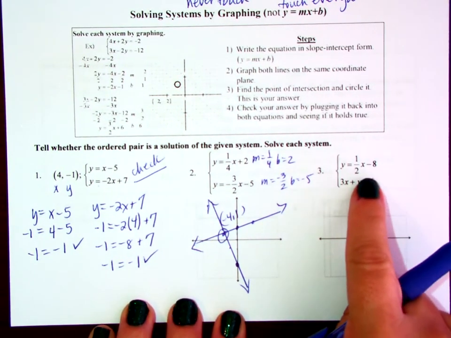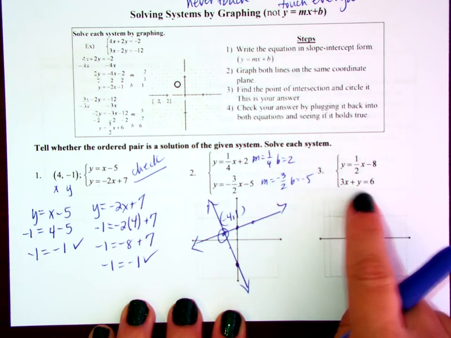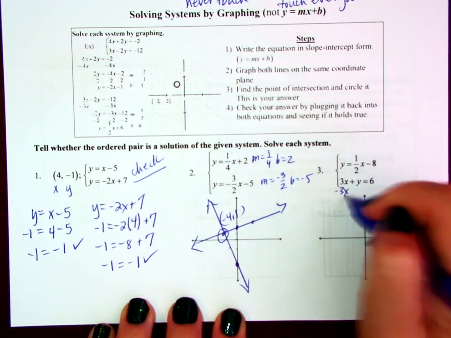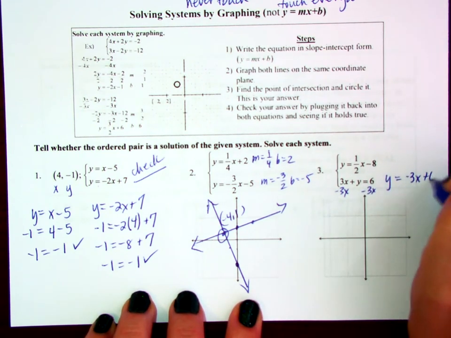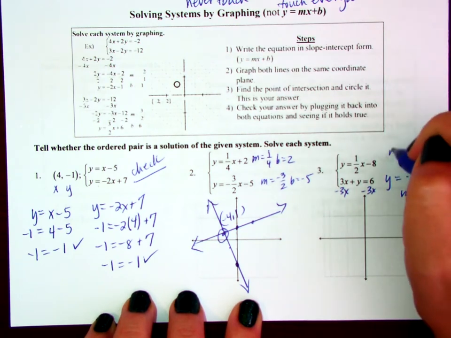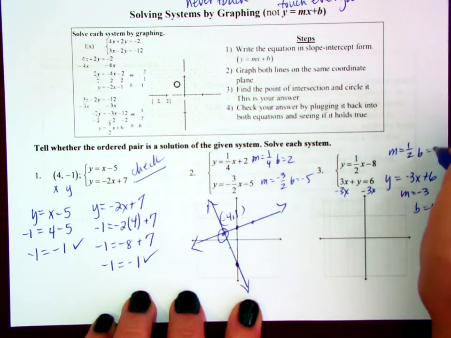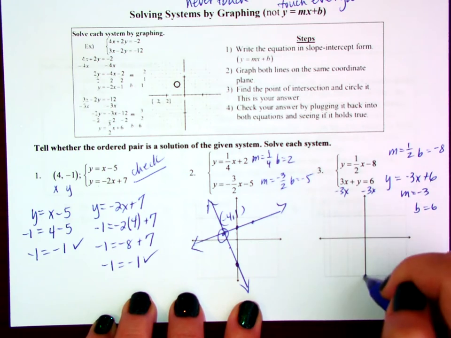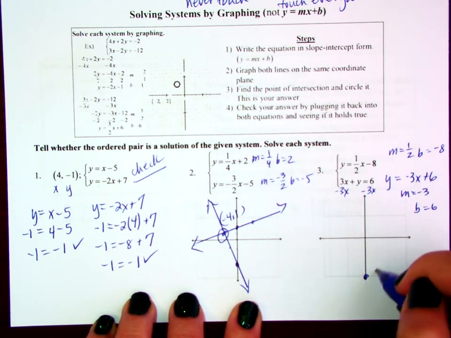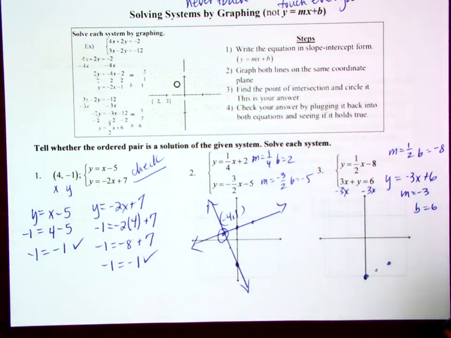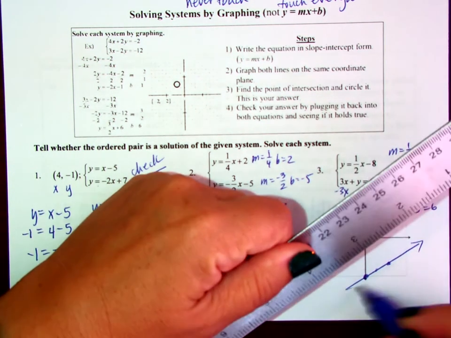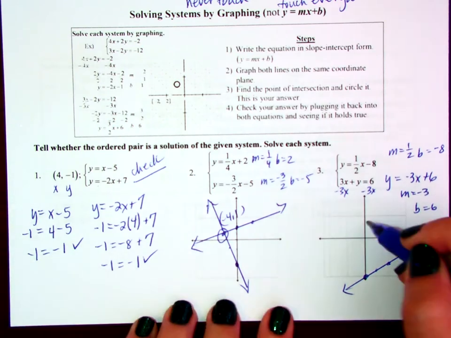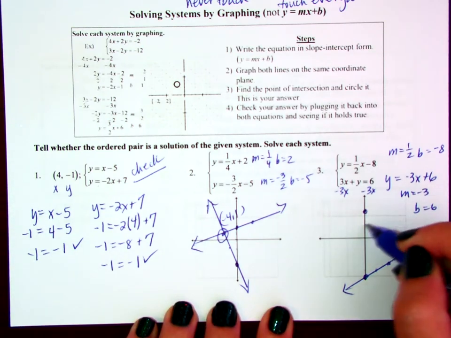In this one, they're not quite in slope-intercept form and ready to go. The second one needs to be moved. So if I subtract 3 x's from both sides, I then get this into slope-intercept form, and now it's ready for me to graph. The other one was originally ready. So again, I go down 8 and up 1 over 2. Nice shallow line way down here. And then I begin at 6 and go down 3 over 1.